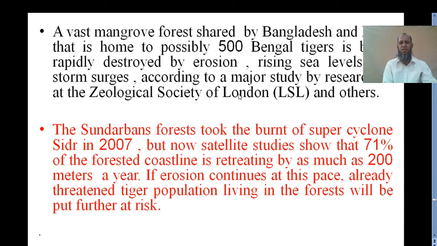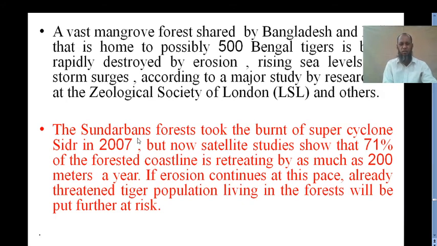made a study on the Sundarbans, and they found that nearly 500 tigers live in the Sundarbans, that is situated both in Bangladesh and India, and the numbers of the tigers is being reduced every year because of erosion, rising sea level, and storm surges.